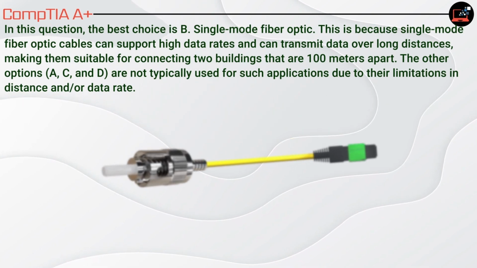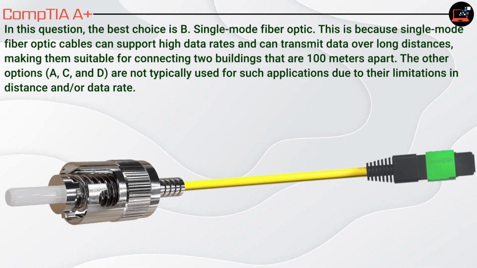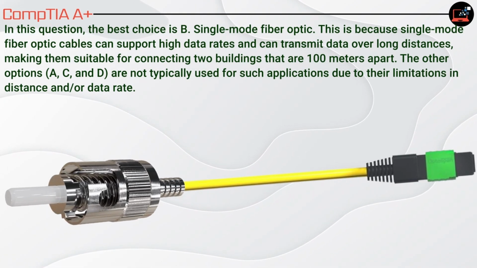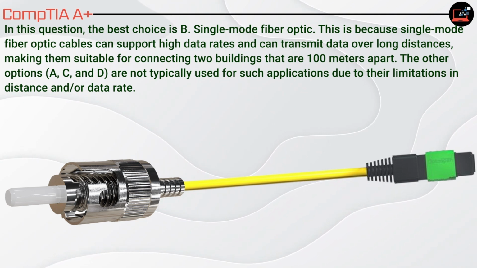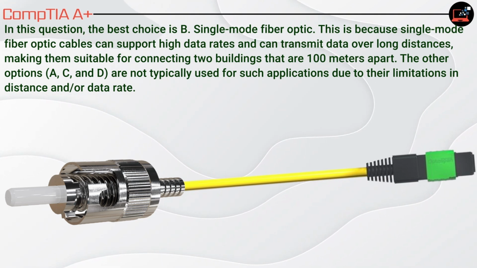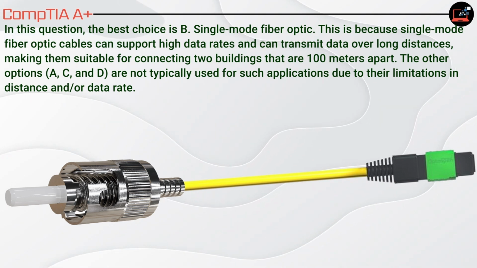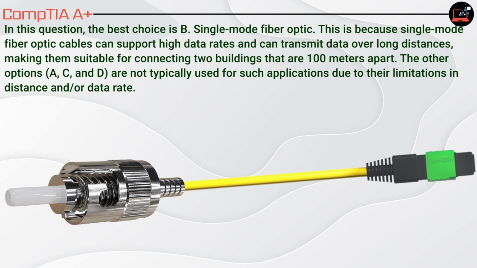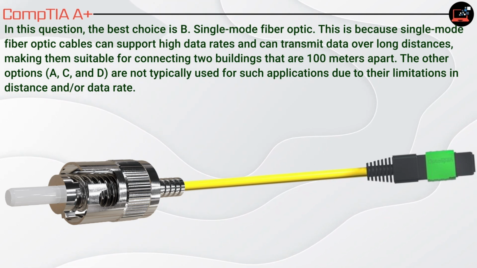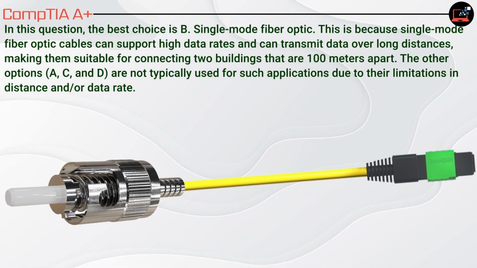In this question, the best choice is B. Single mode fiber optic. This is because single mode fiber optic cables can support high data rates and can transmit data over long distances, making them suitable for connecting two buildings that are 100 meters apart. The other options, A, C, and D, are not typically used for such applications due to their limitations in distance and/or data rate.